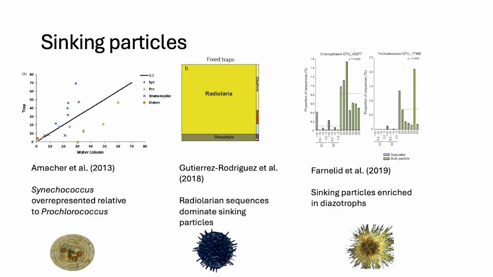And we can start looking at what other studies have found. Amaker et al. found that Synechococcus is consistently overrepresented on sinking particles relative to Prochlorococcus. So this is something that's fairly consistent, that if Prochlorococcus is dominating, you tend to have lower flux. Prochlorococcus tends to not be the dominant thing you find in sediment traps. Gutierrez et al. found that radiolarians were dominating the export flux in their study. Farnell et al. found that sinking particles were rich in multiple different types of diazotrophs, which kind of makes some sense because those diazotrophs can make their own nitrogen.